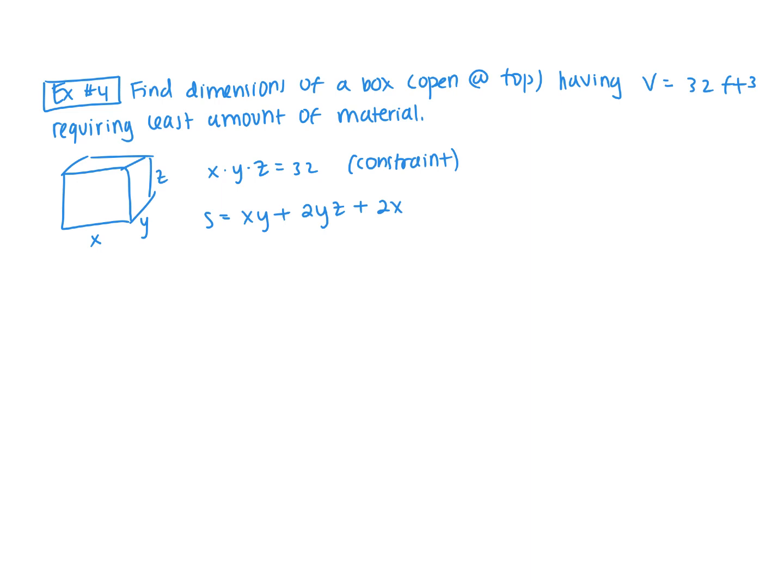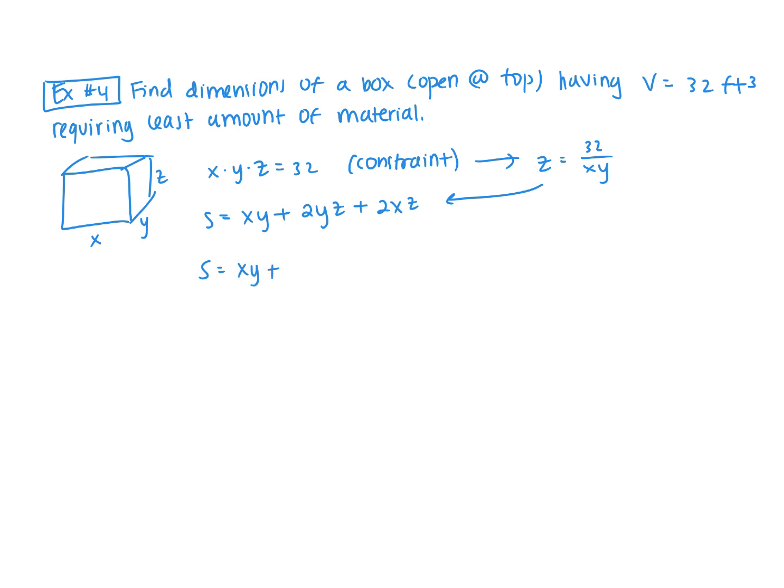There's only 2xz. There's only one xy because it's the bottom of the box, and we are told the top is open. So what you're going to do then, this constraint, you're going to solve for z. And you get z is equal to 32 over xy. So then you're going to plug that z into the equation that you have.